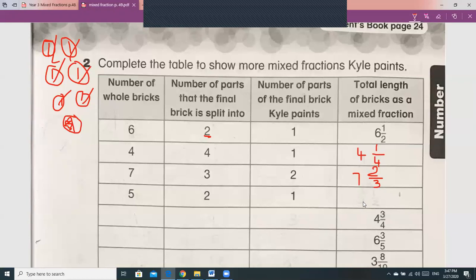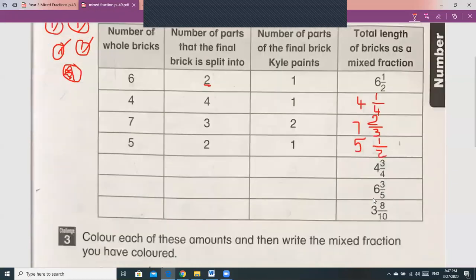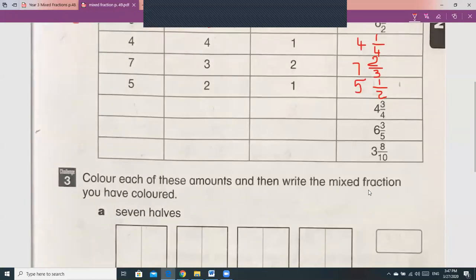Okay, please pause for this. After you come back, let's make it together. Here, it's going to be 5 whole parts. And then I make my fraction. He split it into 2. The total part is split into 2. He colored how many from the 2? 1. So it's 5 and a half. 5 and a half.